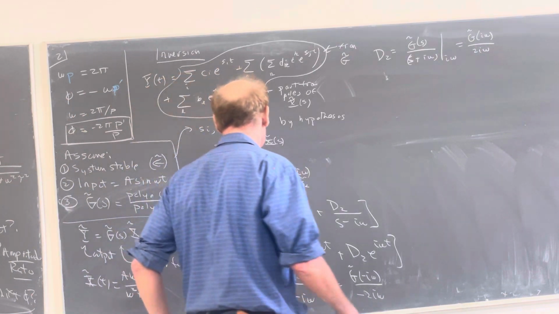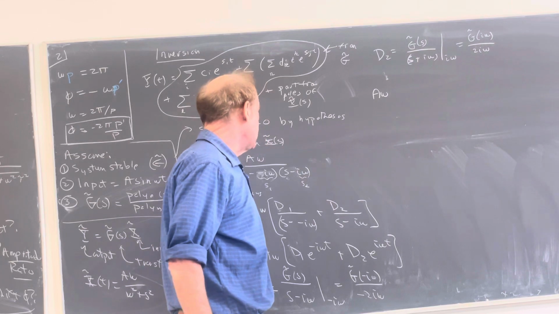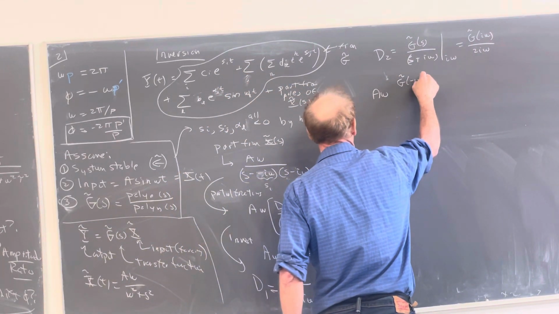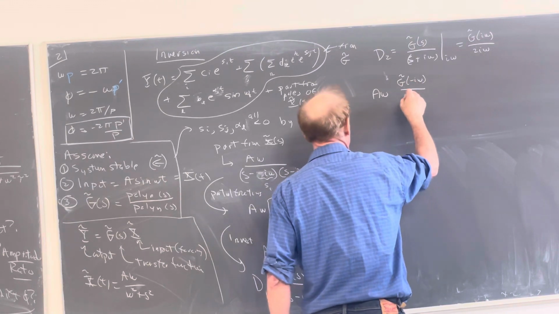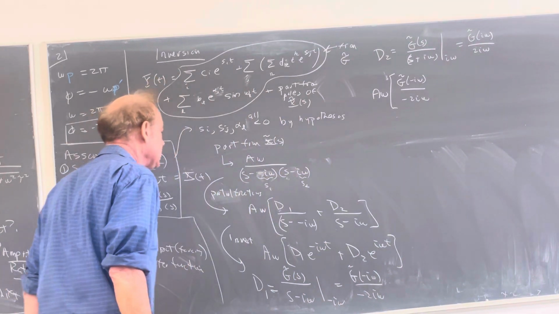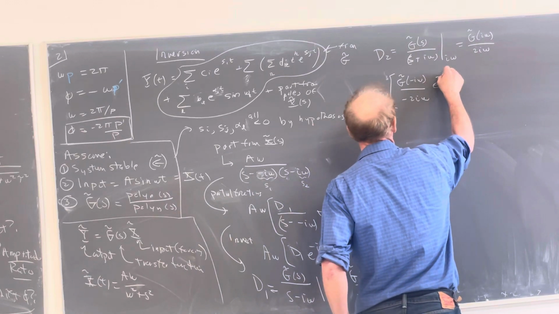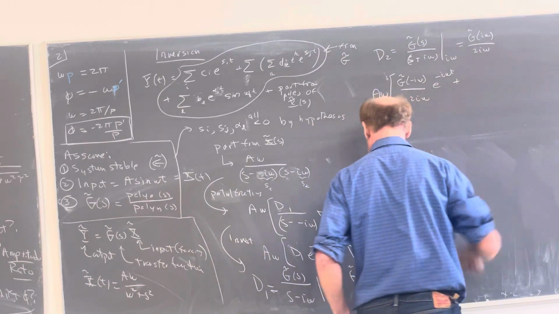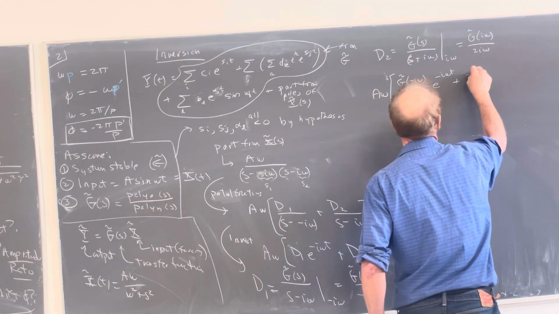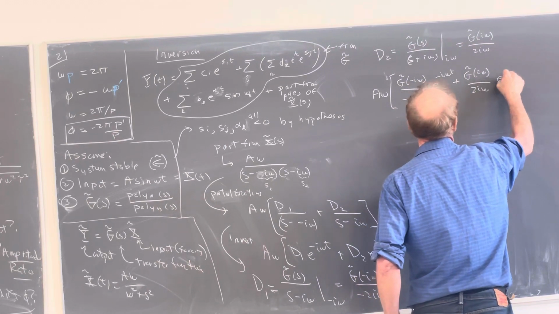Okay, so let's plug this in. So now I have A omega times D1, which is G tilde of minus I omega over minus 2I omega, times e to the minus I omega t. That was D1, e to the minus I omega t. Plus D2, which is G tilde of I omega over 2I omega, e to the plus I omega t.